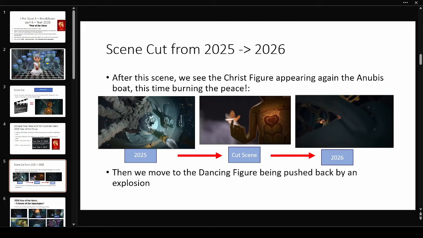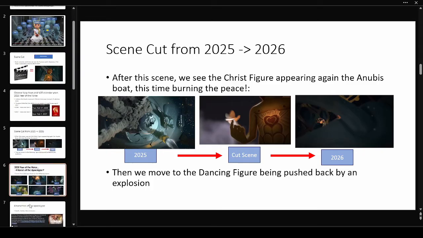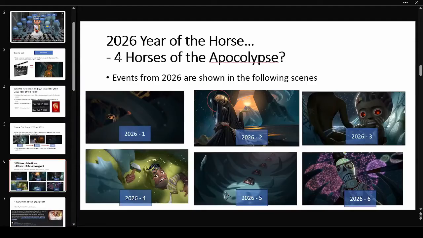So the last part I covered the war, which I believe is a strike in Turkey. Okay, so after 2025 ends, we see the cutscene where the peace symbol is burned. Okay, and then we immediately jump into the scene where the dancing character is being blown back. Okay, so in 2026, which I think is showing the 4 horses of the apocalypse, I think we're going to get all 4 seals released in this year.